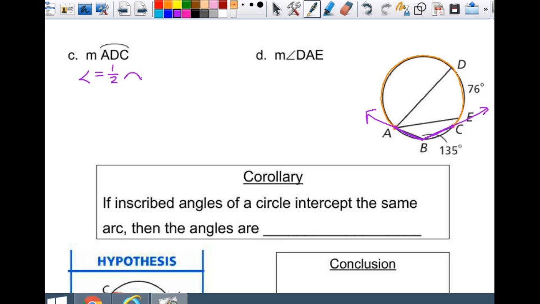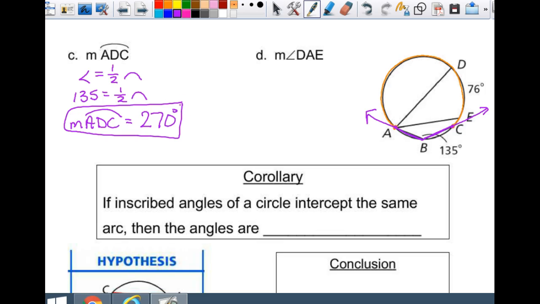So then we plug in what we know. Which part of that do we know, Joseph? The angle. We got 135 is equal to half of the arc. And then what do I do next? Good. Multiply both sides by 2. So the measure of arc ADC then is what? Very good. Y'all agree with that? Okay, good. And my guess is he wasn't the only one that hadn't found it yet.